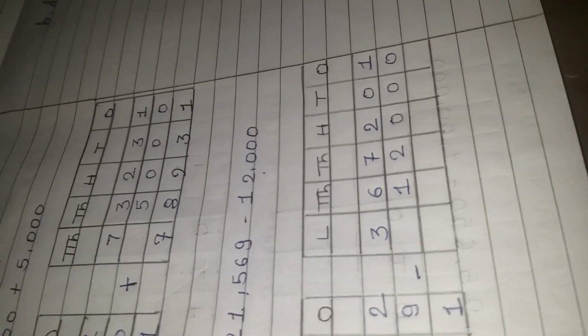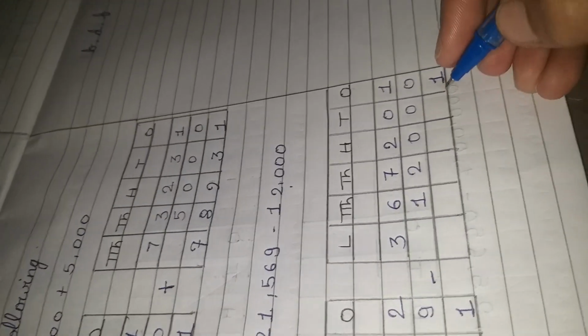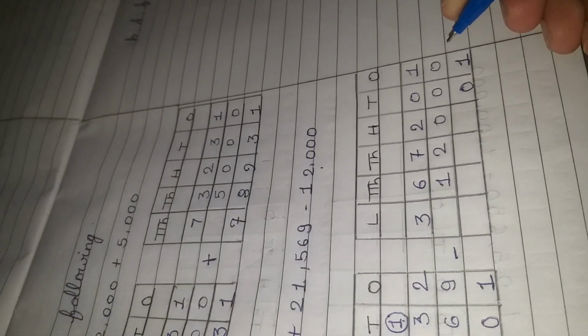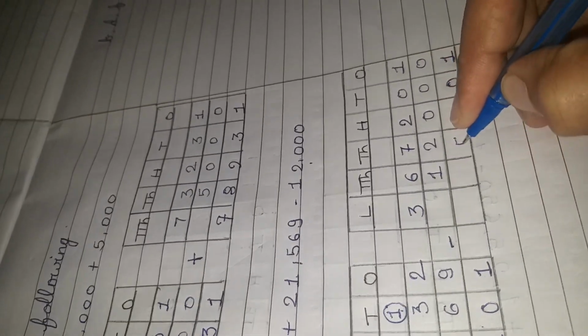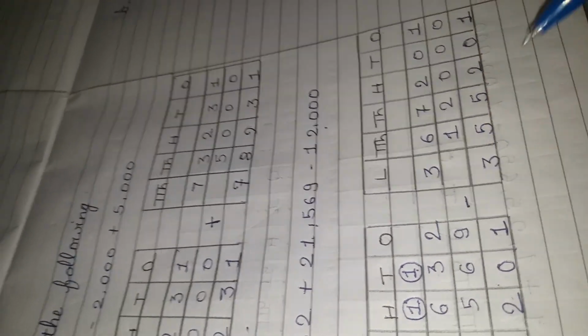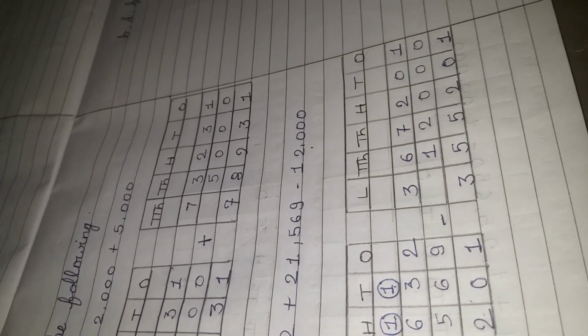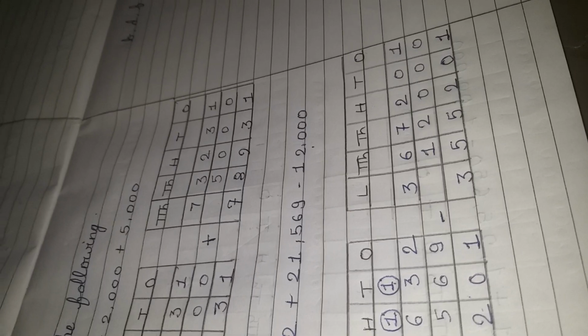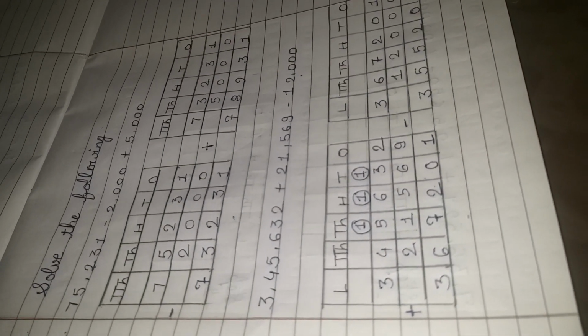So let's subtract. 1 minus 0 is 1, 0 minus 0 is 0, 2 minus 0 is 2, 7 minus 2 is 5, 6 minus 1 is 5, 3 will be as it is. So our answer is 3,55,201. So this was the answer of the second example.